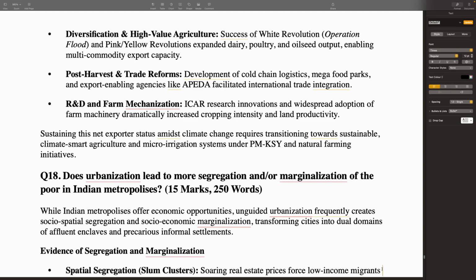Sustaining this net exporter status amidst climate change requires transitioning towards sustainable climate smart agriculture and micro irrigation system under PMKSY and natural farming initiatives.